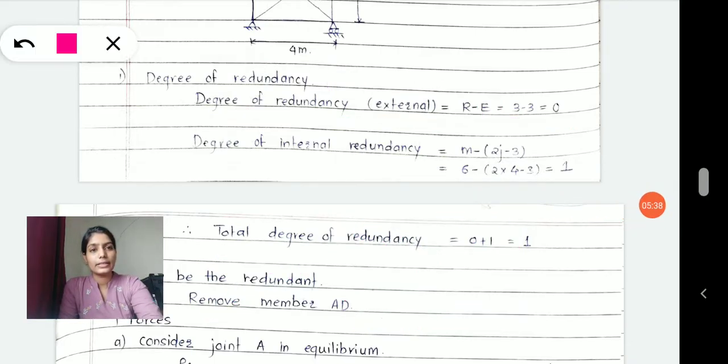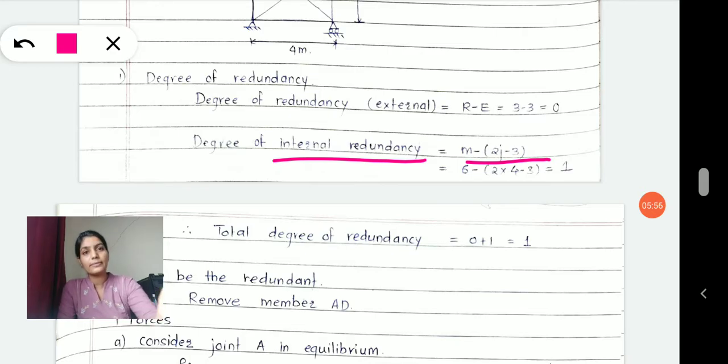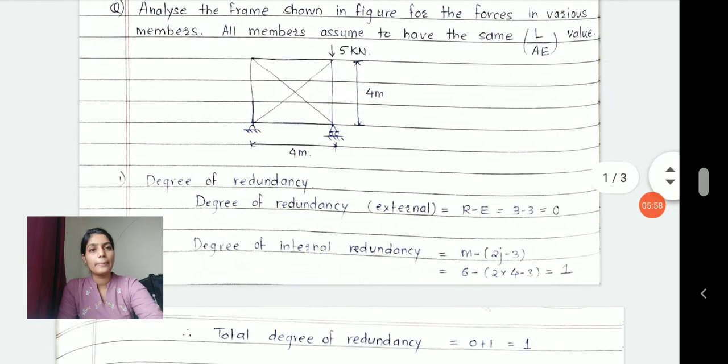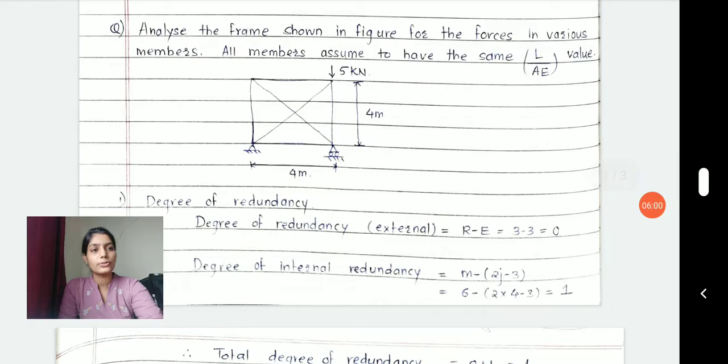Now internal indeterminacy or internal redundancy. See, here we are using this word redundant. Do not get confused. It is just the indeterminacy we are trying to calculate. For frames we know m minus (2j minus 3) is the formula to calculate internal indeterminacy, where m stands for members and j stands for joints.